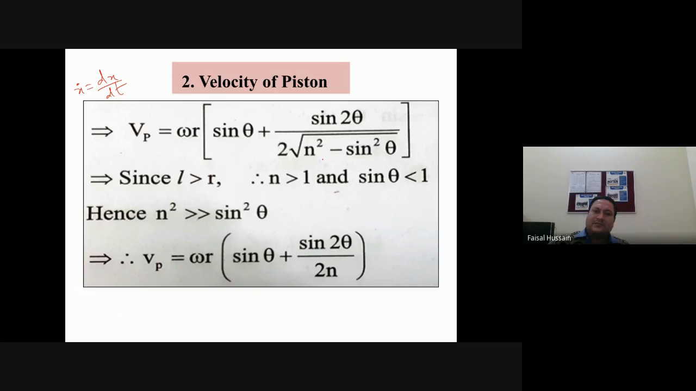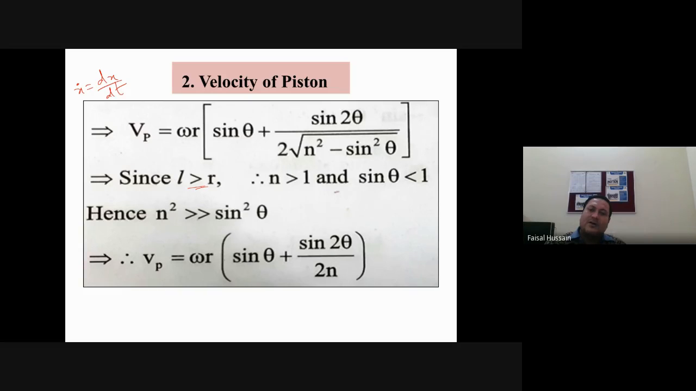So generally what happens, the length of the connecting rod is greater than the crank. Practically, the length of the connecting rod is always greater than the radius or length of the crank. And if this condition is satisfied, it means that the obliquity ratio will always be greater than 1. And if the obliquity ratio, that is L by R, is always greater than 1, then it means that sine theta will always be less than 1. Simple. And if sine theta is always less than 1, as the obliquity ratio is greater than 1, then I can directly write the velocity of piston as omega r into sine theta plus sine 2 theta upon twice n.